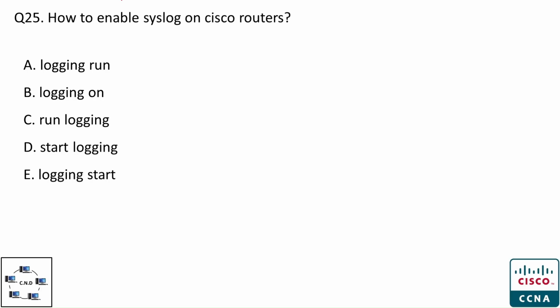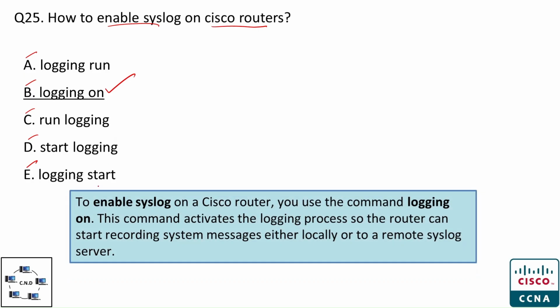Question number 25, how to enable syslog on Cisco routers? And the options are option A, logging run, option B, logging on, option C, run logging, option D, start logging, option E, logging start. And the correct option is option B, logging on. So to enable syslog on a Cisco router, you use the command logging on. This command activates the logging process so the router can start recording system messages either locally or to a remote syslog server.